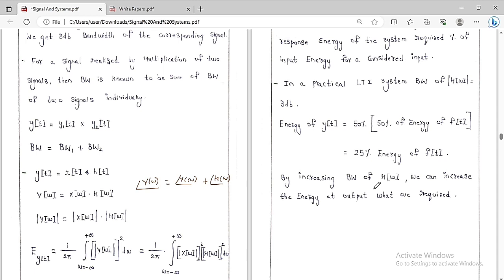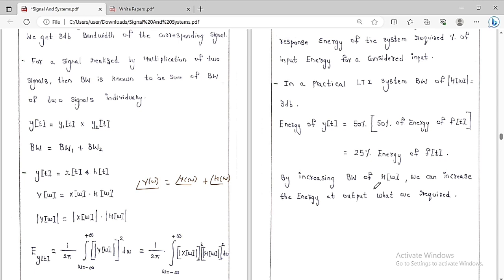So because of that reason only, we have figured out the 3 dB range. The 3 dB range is nothing but a range of frequencies for which the cutoff frequency is 1 by root 2 times the peak value of H of omega. This is for a system. But if you want it for a signal, the magnitude of F of omega is equal to 1 by root 2 times the peak value of the magnitude of F of omega. So for a signal you can find the bandwidth, and for a system also you can find the bandwidth.